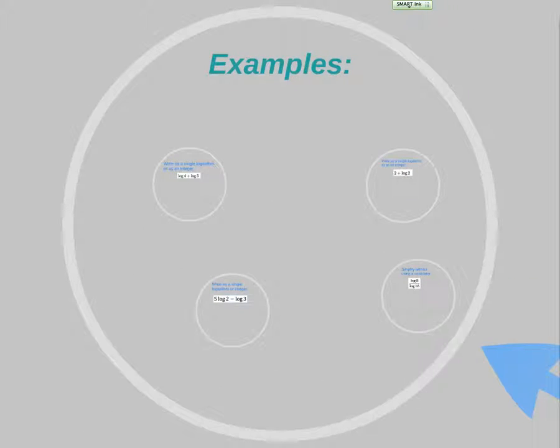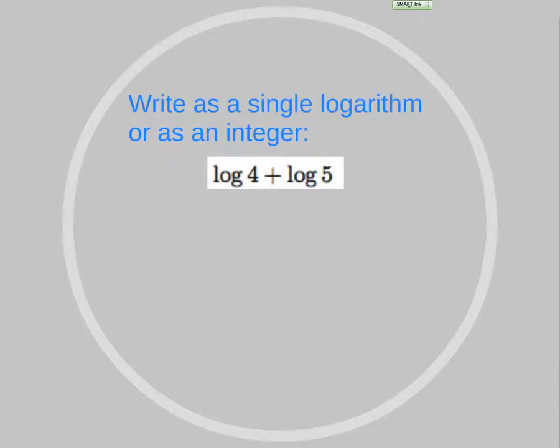So we're going to have a bunch of examples, and the first 3 examples are going to have these directions. Write as a single logarithm or as an integer. At times you'll see that it'll simplify to be just a number, but otherwise we want to write as a single logarithm. And the first one is log of 4 plus log of 5.